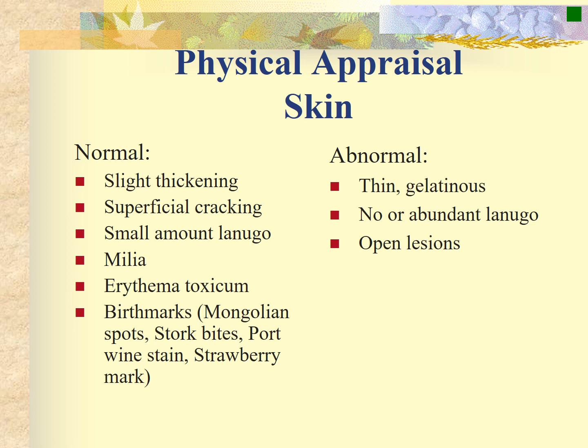As you see on the abnormal, they may have no lanugo, which means they're so premature they didn't even develop it yet, or they have a lot of lanugo. There's preterms enough that it hasn't started to go away. So you'll see either no hair on their back or shoulders or a lot of hair.